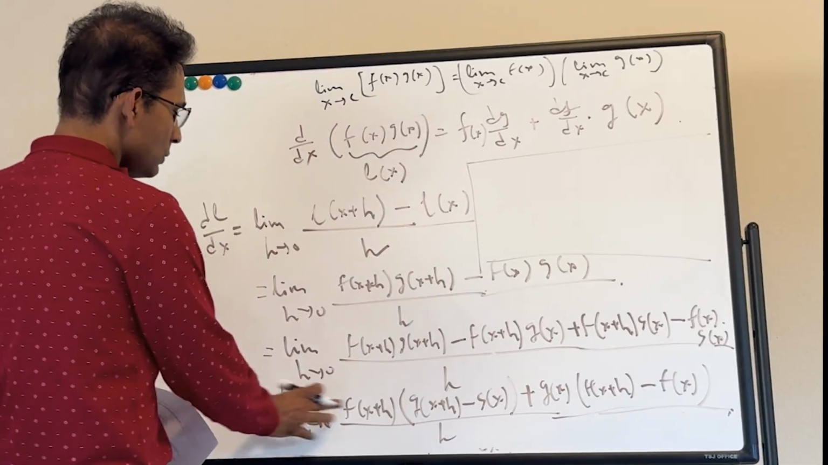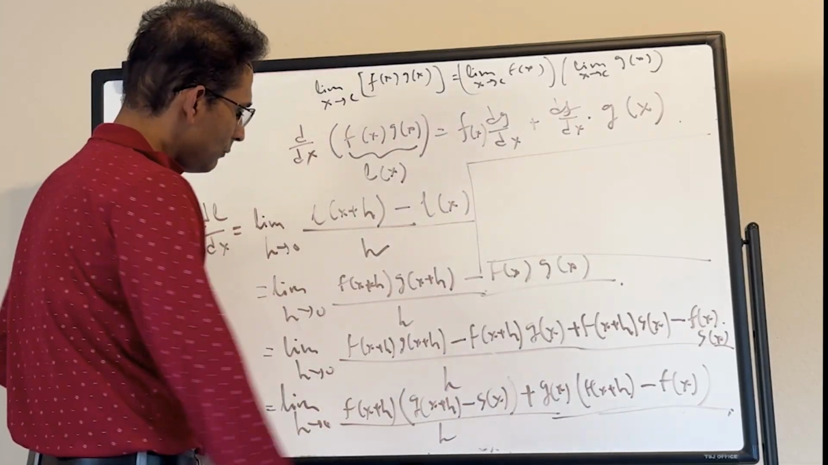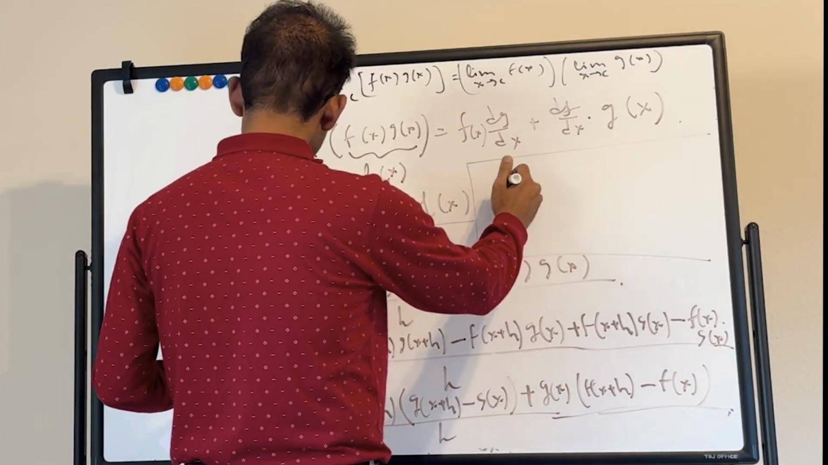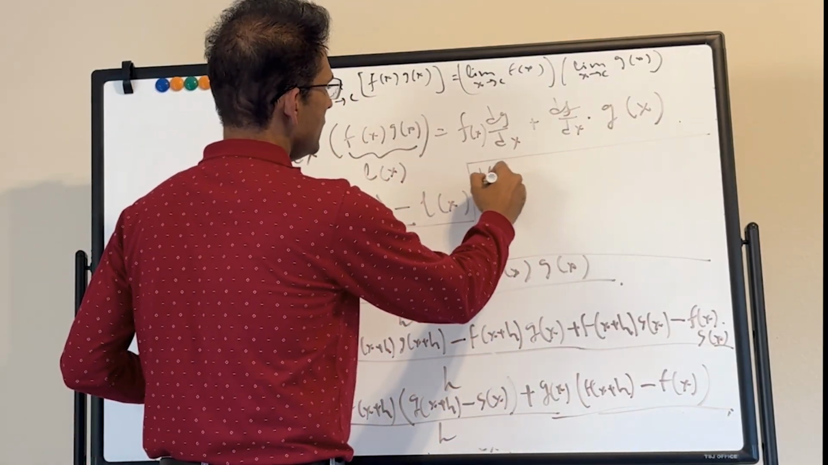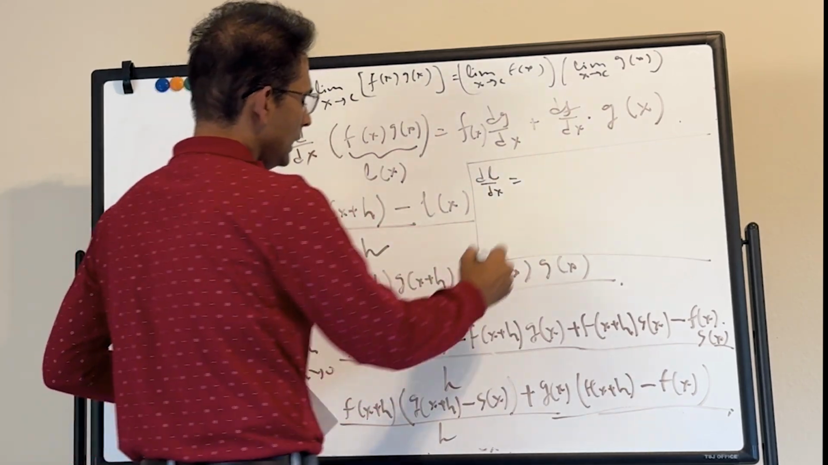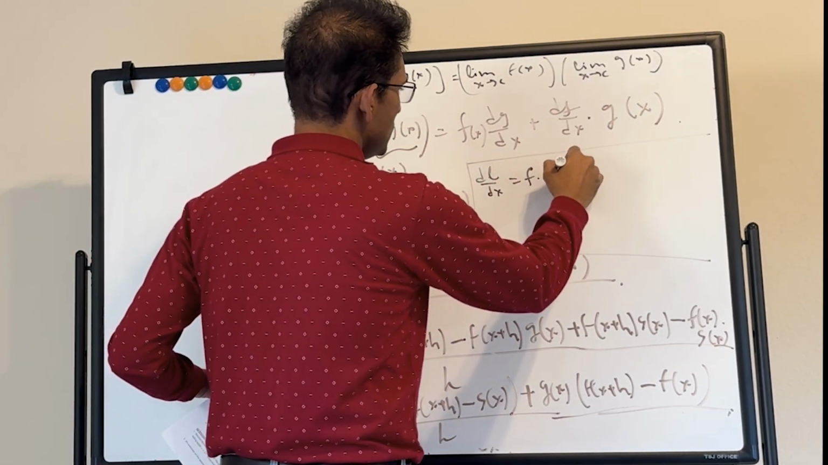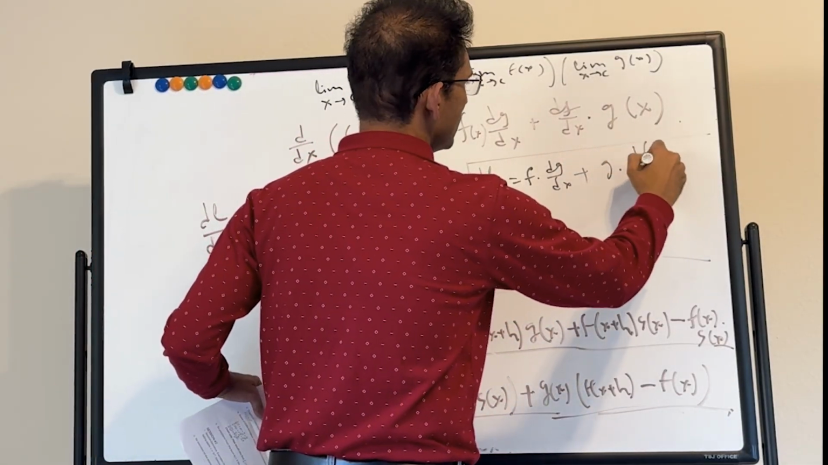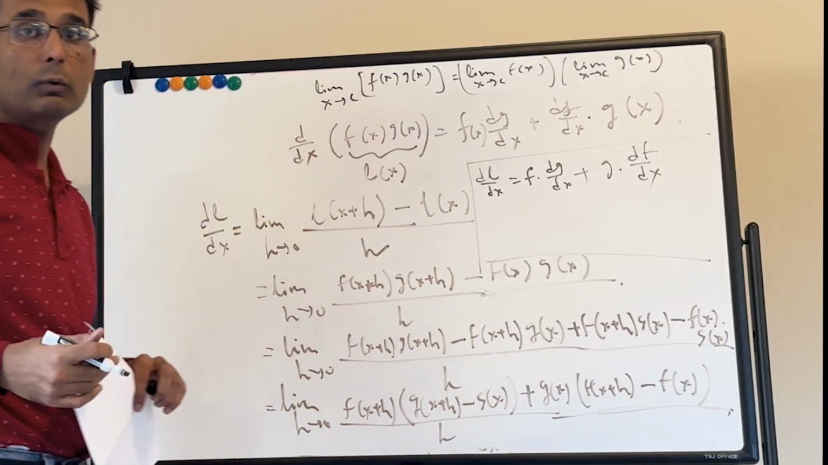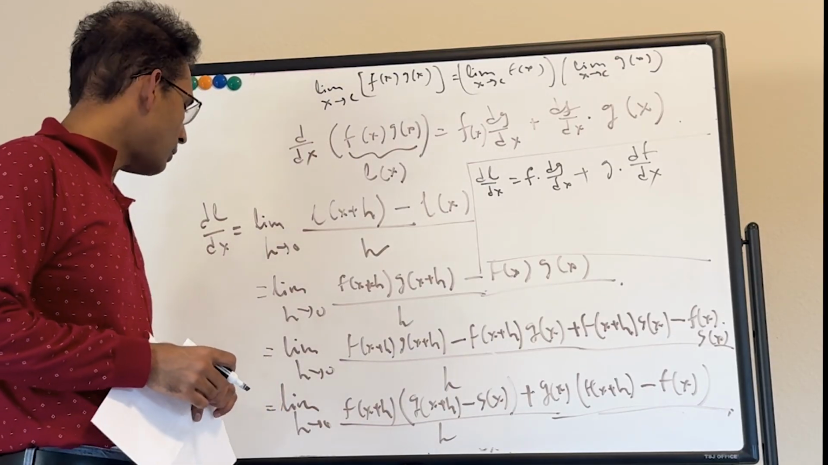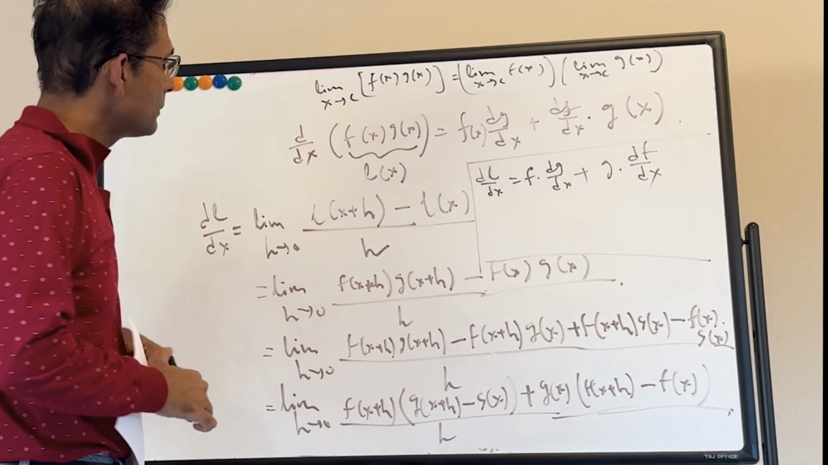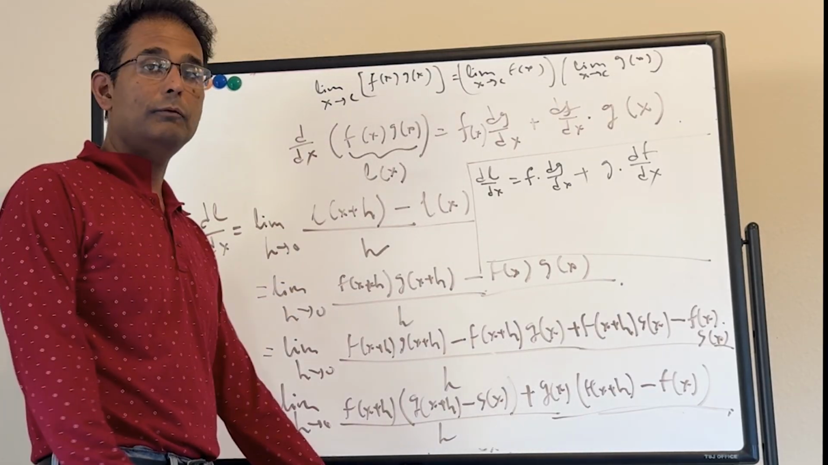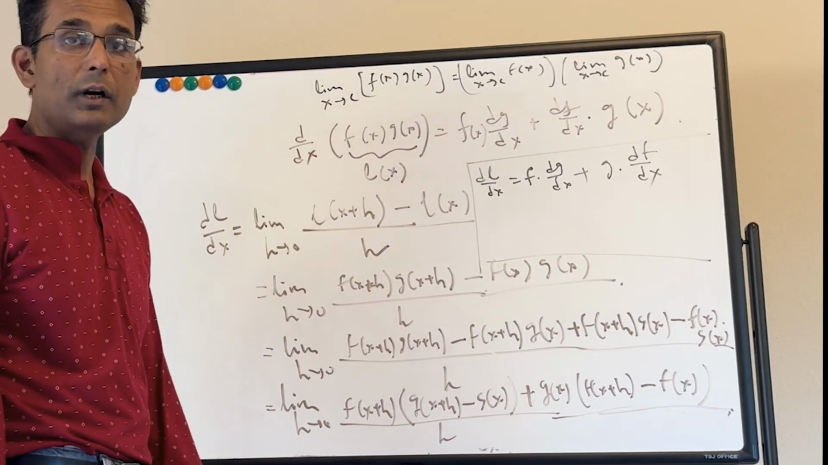Anyway, if you just distribute the limits, first divide the expression by h, and then distribute the limits, and use the definition of the derivative, then you get this: dl dx is equal to f times dg dx plus g times df dx, which is what we set out to prove. This is called the product rule of derivatives. And we proved it from first principles, as I say, from the definition of derivative.